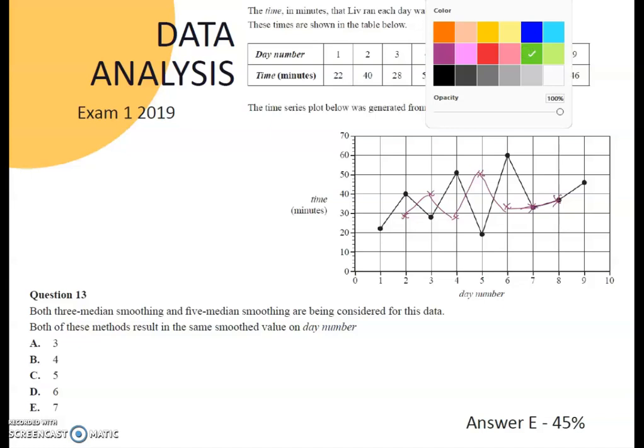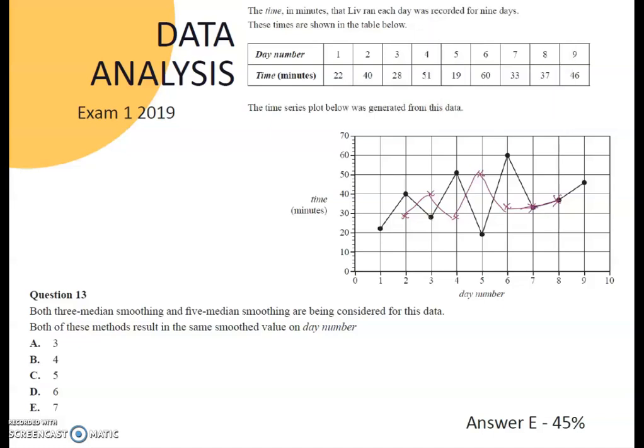Now I'll just pick up a different color and let's do the 5 median. So same idea, 5 points. Okay, 1, 2, 3, 4, 5. The middle working across will be at day 3. The middle working up will be in line with the third point from the bottom. And then we move our way across.